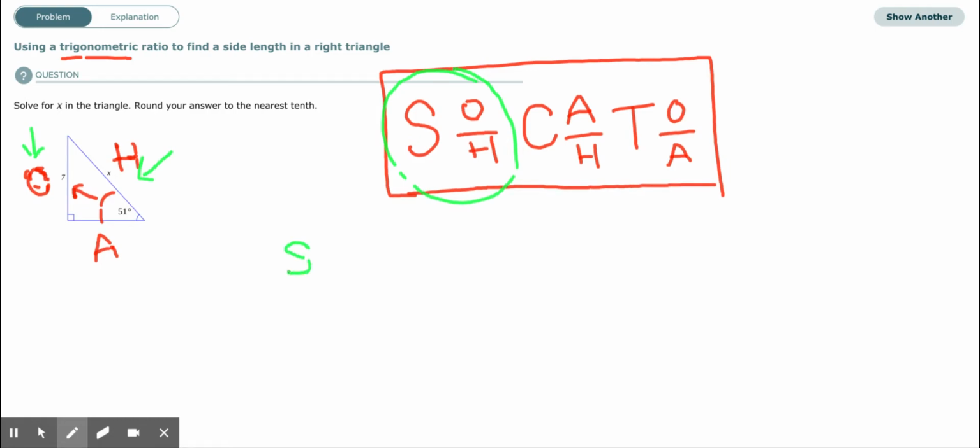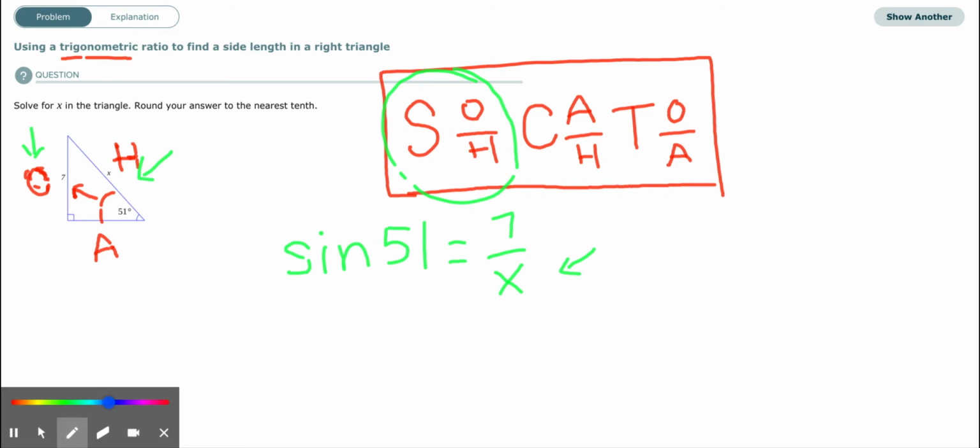So the sine of the angle, and the angle is 51 degrees, sine 51, is equal to opposite, that's 7, over or divided by hypotenuse, which is x. So we need to solve for x. Now, notice that over here, x is in the denominator, right? So since x is in the denominator, we want to get it out of there so that we can solve for it. One way that we can do this is by cross multiplication.